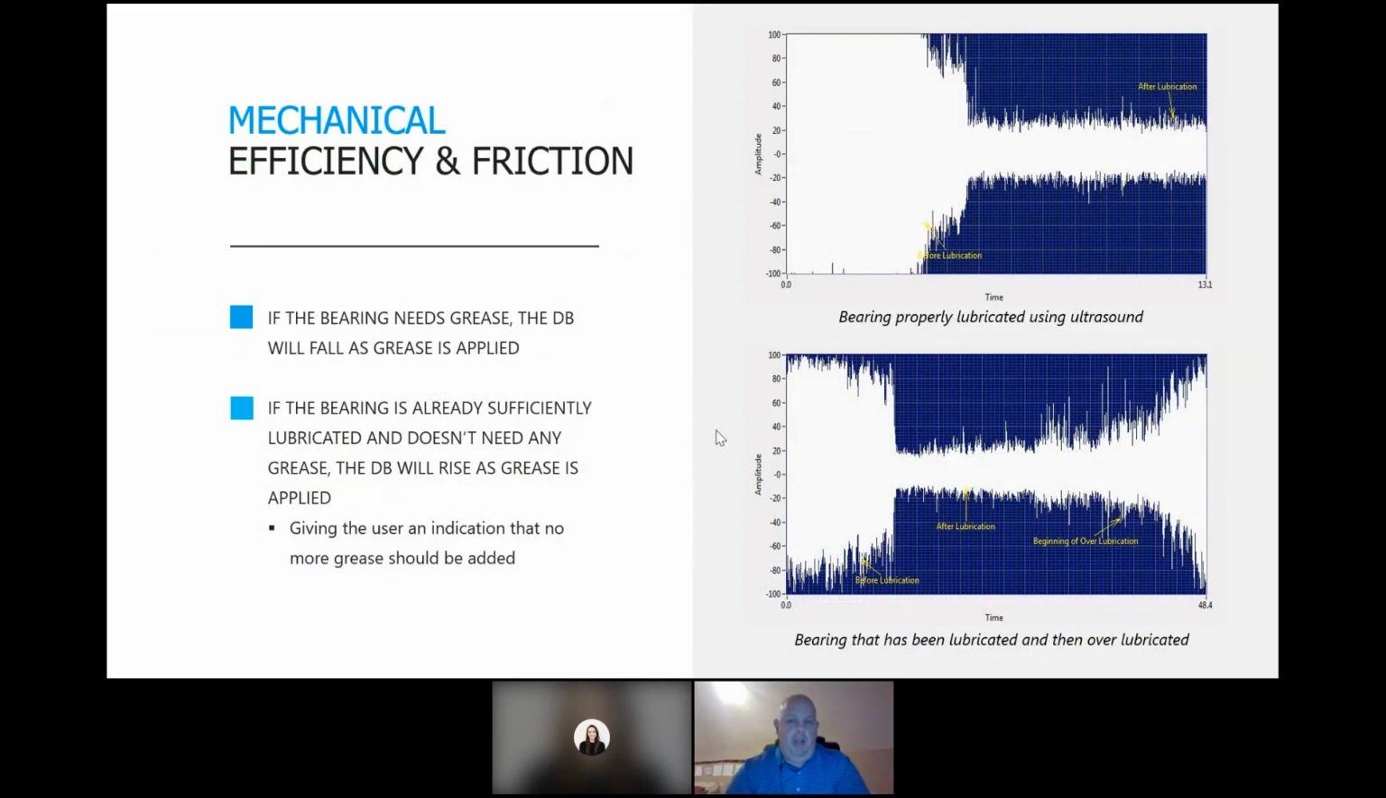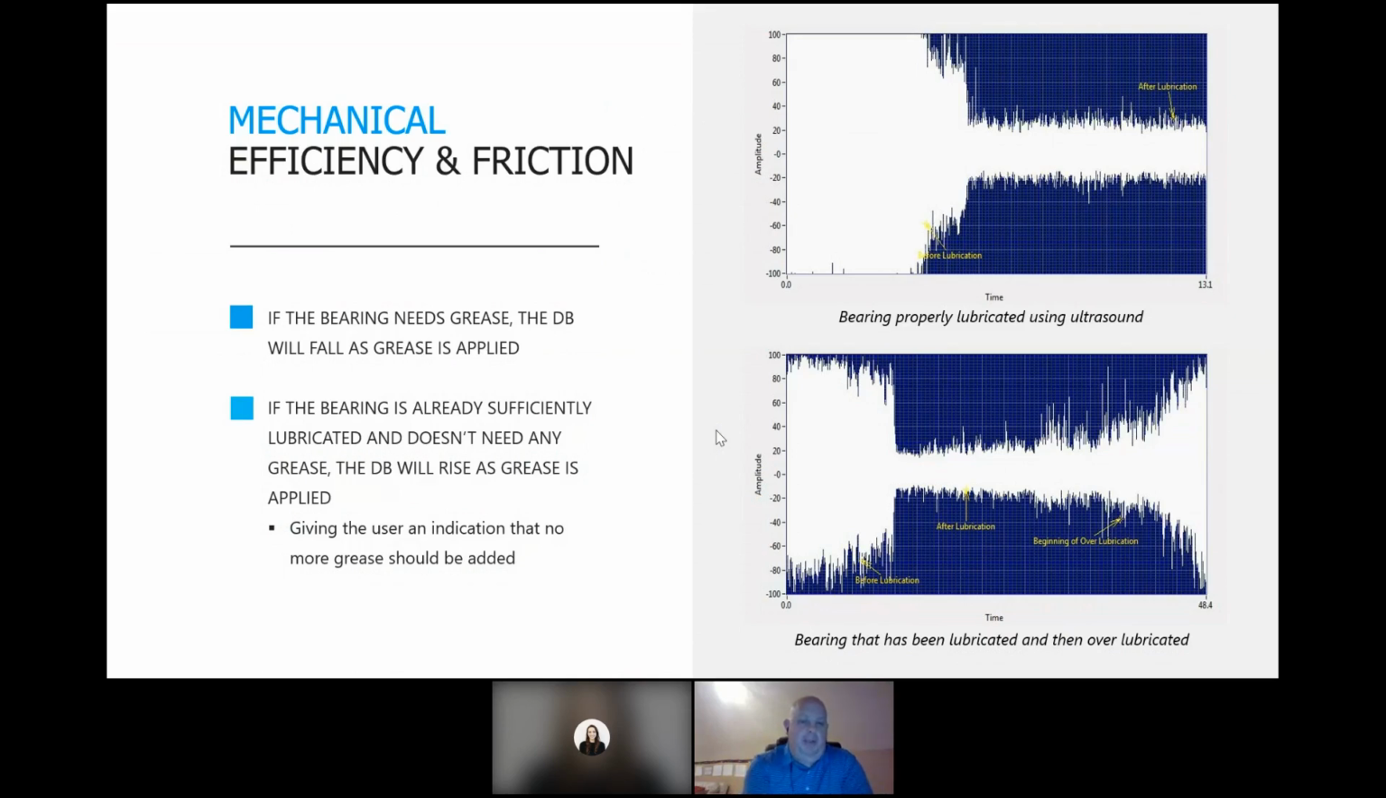So again, if the bearing needs grease, there's going to be an increase in dB. So what we want to see happening, if we're using ultrasound to listen and watch the decibel level as we're applying grease, is the decibel level falling as grease is applied. Once grease enters that bearing housing, there's less friction, therefore less noise.